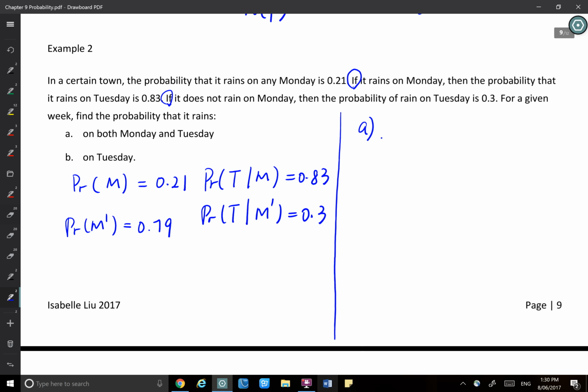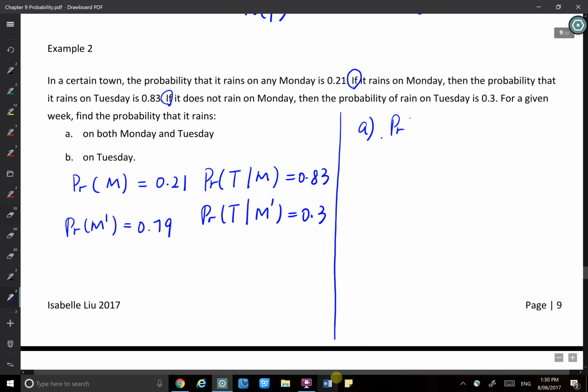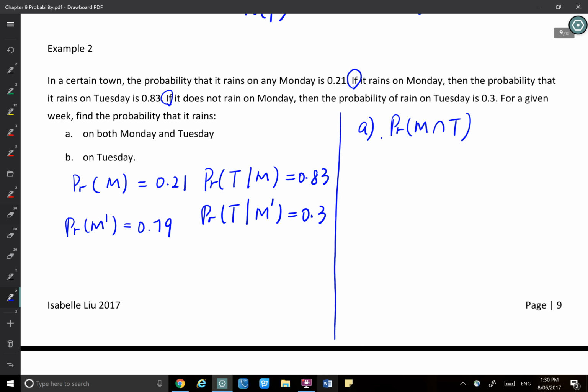Part A is asking for both Monday and Tuesday to rain. So Monday rain and Tuesday rain. It's asking for the probability of Monday intersects Tuesday. You should have the ability to use mathematical representation to show what is being asked in the question. So this question is basically asking for the probability of M intersects T.